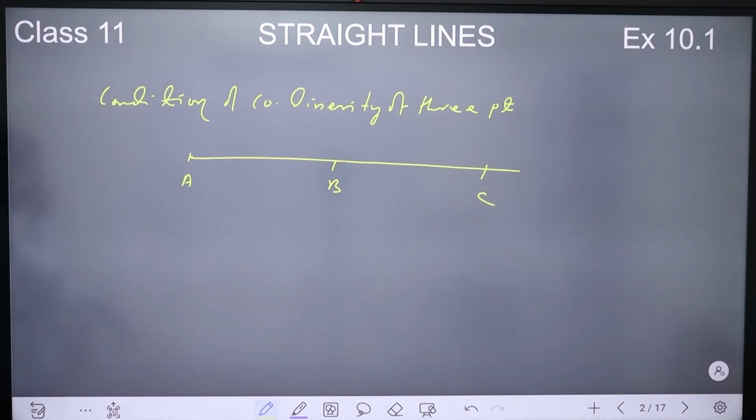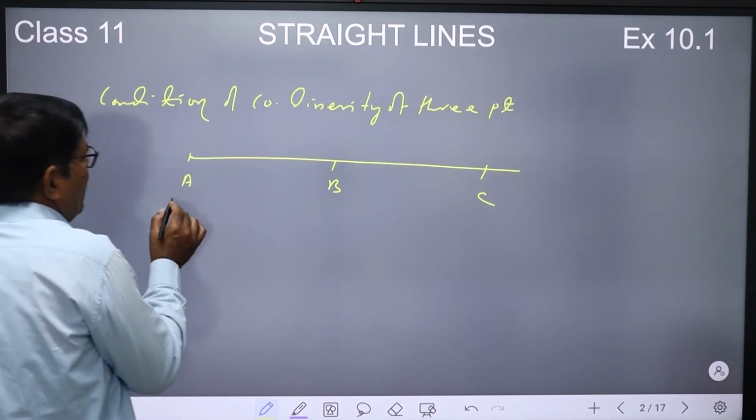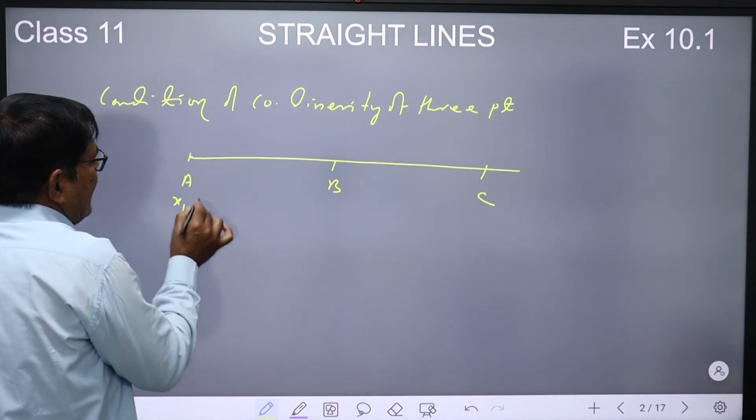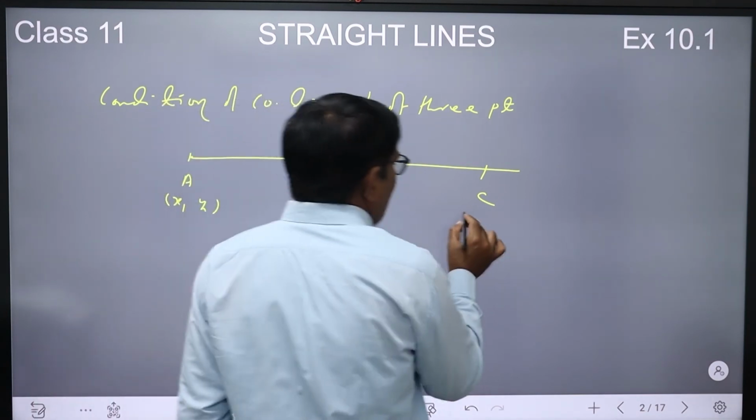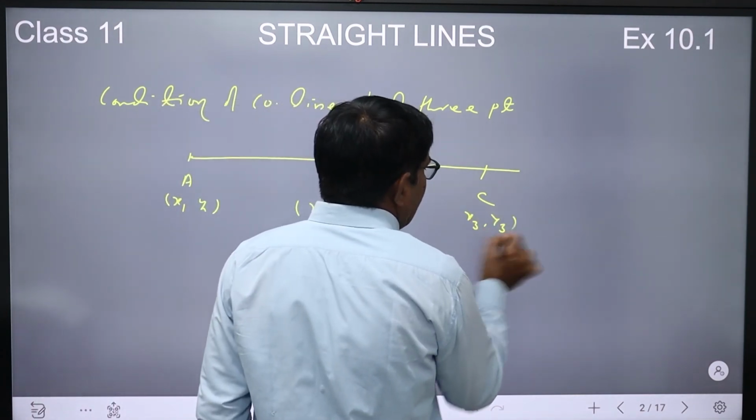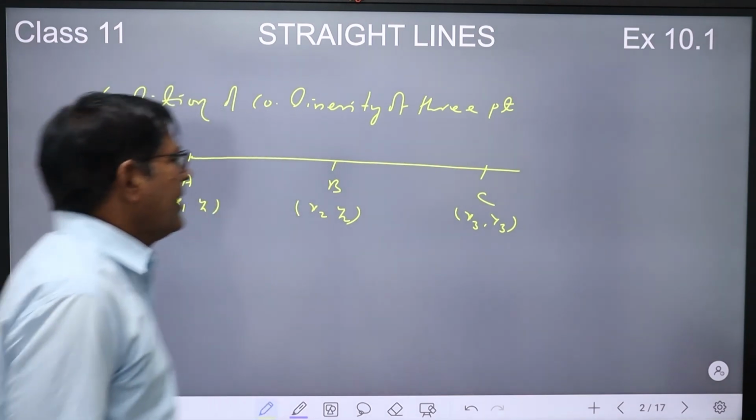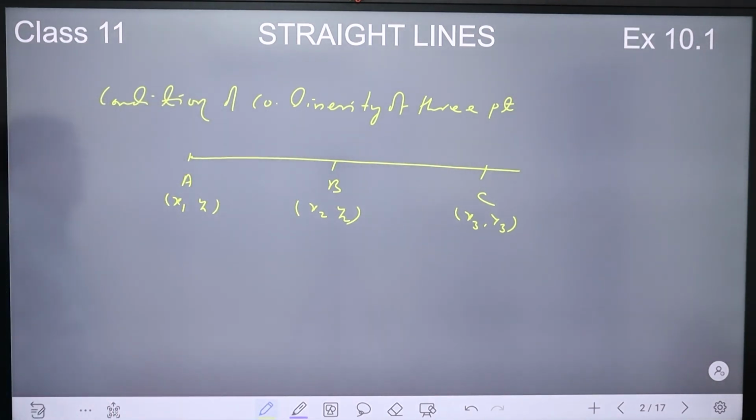About this in class 10th also we discussed in coordinate geometry. If the 3 points are collinear, then what did we discuss there? To prove 3 points collinear, the area of the triangle formed by them will be 0, this we had proved. So let us suppose the coordinates of point A are x1, y1, B is x2, y2, and C is x3, y3.